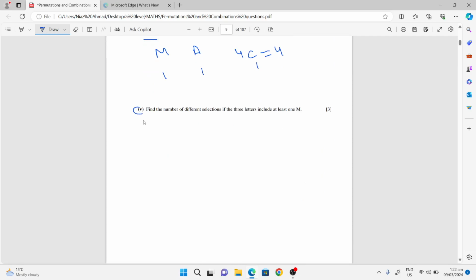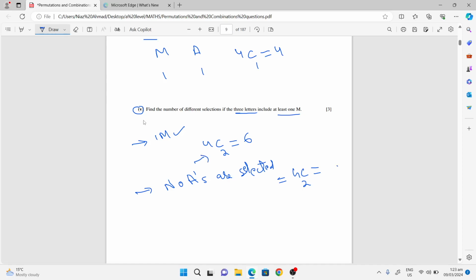The last part of the question says, find the number of different selections if the 3 letters include at least one M. Look, at least one M is included. So now you have to select 2 letters out of 4. So 4C2 would be 6. Then I can make another condition. No A's are selected. So M is already selected, you can again select 2 letters. So it will give you 4C2, 1M and no A's. So this is 6.